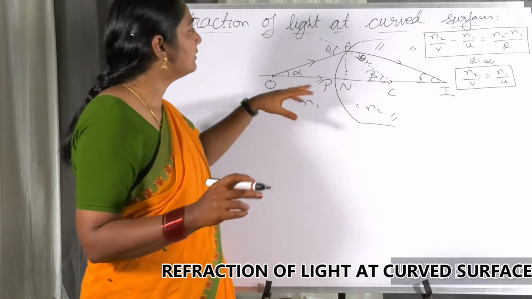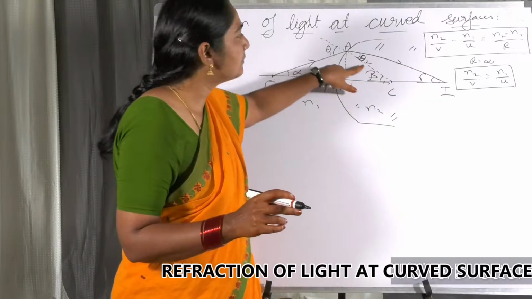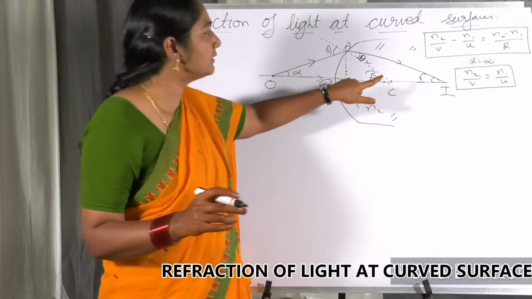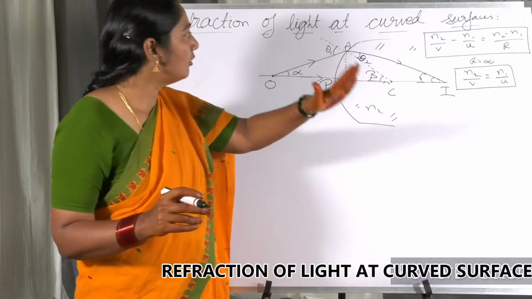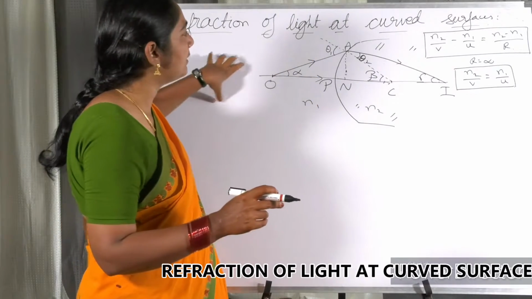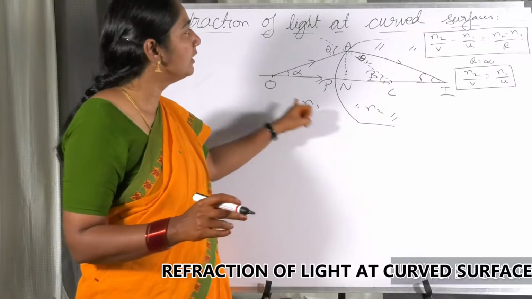So, my dear friends, even that also you know about it. The normal always passes through the center of curvature. This is a normal. You draw any normal, it always passes through the center of curvature. That also is known to you. Now, my dear friends, this medium is a rarer medium. This is a denser medium. This has a refractive index N1.